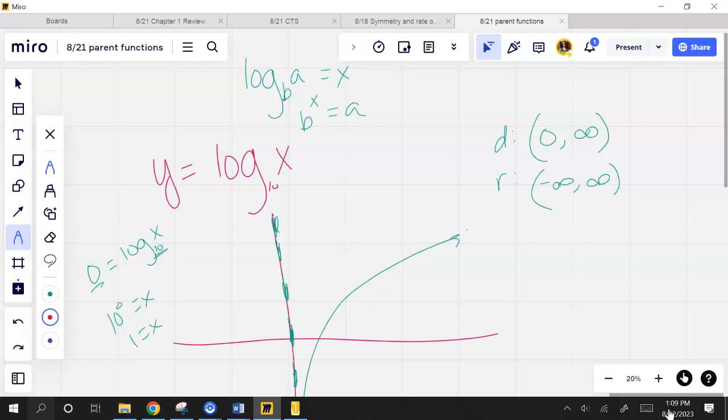Guys, y'all gonna have to turn this in tomorrow, so make sure you're writing it down. I'm telling you what to write. Increasing intervals, 0 to infinity. That's exactly right. How about decreasing? None. None.